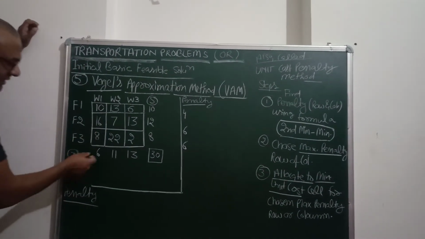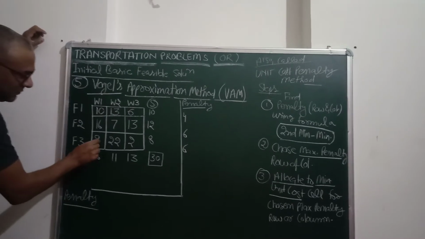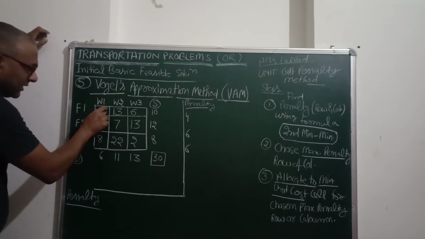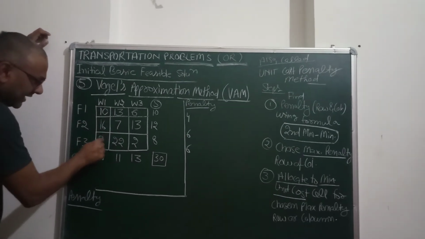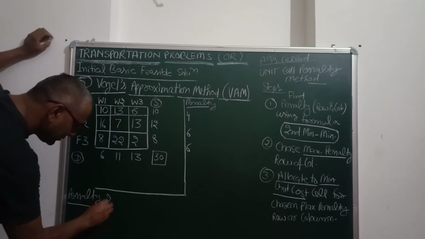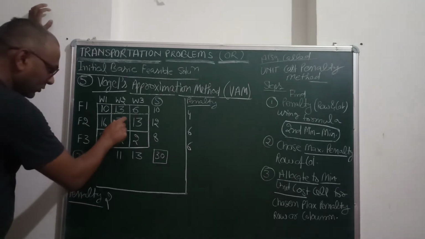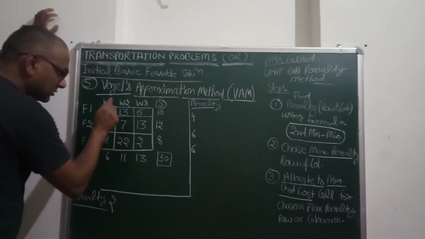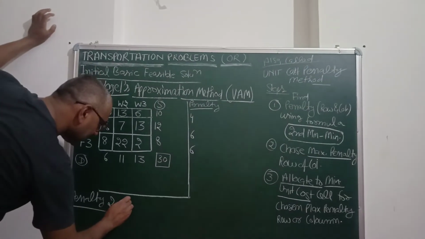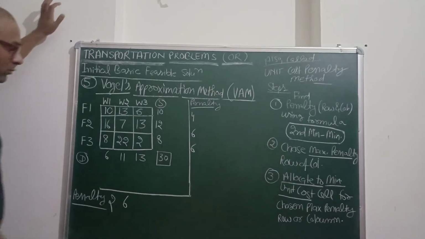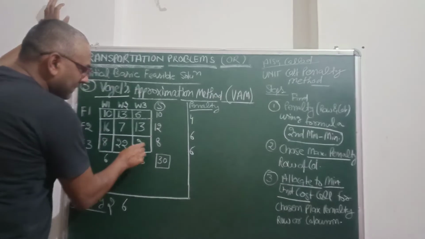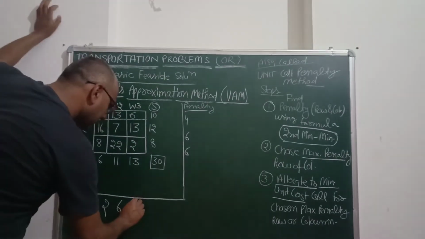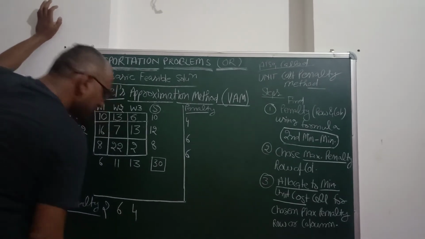Okay. Now you will see that in the first column, the minimum value is 8 and the second minimum value is 10. So subtract 8 from 10. The answer is 2. For second column, you will see that the minimum value is 7 and the second minimum value is 13. So subtract 7 from 13. The answer is 6. Now again, moving to the third column, the minimum value is 2 and second minimum value is 6. So subtracting 2 from 6, the answer is 4.